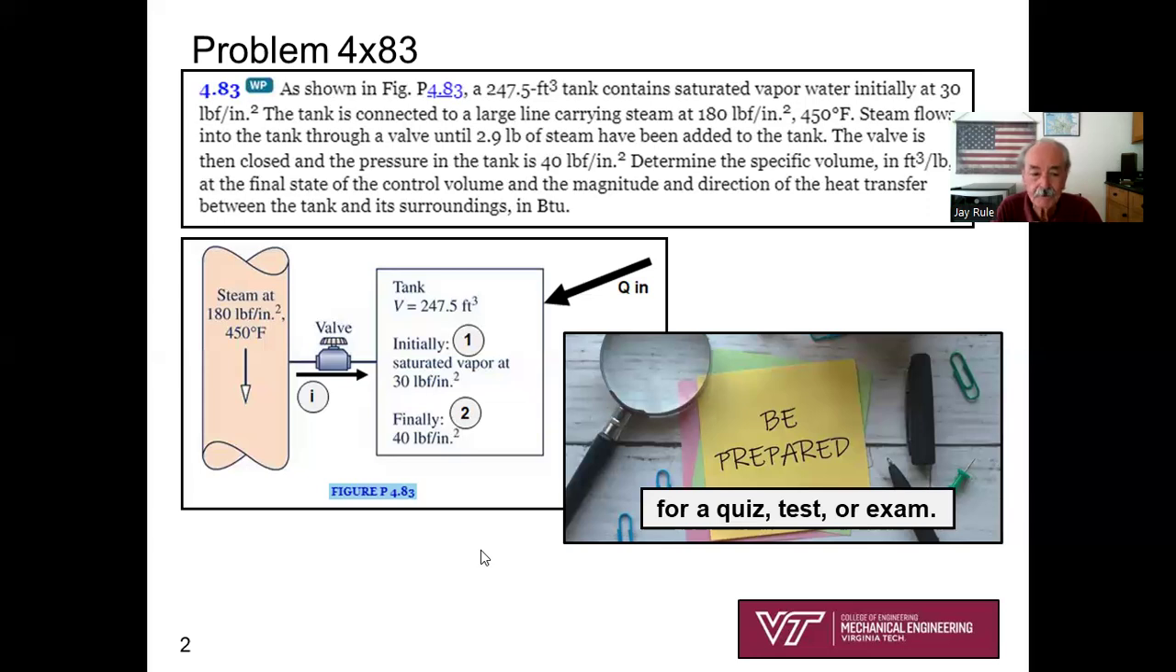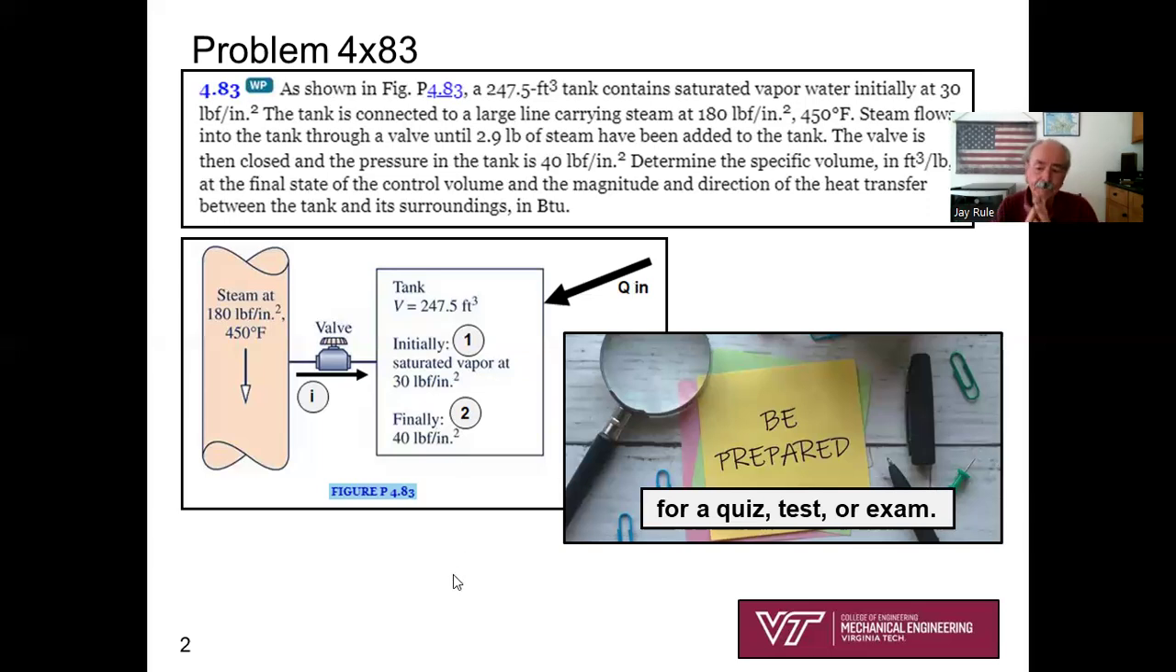Determine the specific volume in the tank at the final state of the control volume and the magnitude and direction of heat transfer between the tank and the surroundings in BTUs. Okay, wow, that is a lot of words, and here's a sketch. And here's that steam that's being added to this rigid vessel tank through a valve. And we're asked to find Qn, so I've jotted down Qn here on a preliminary sketch. I'm also showing a 1 and a 2, state 1 in the tank and state 2 in the tank.